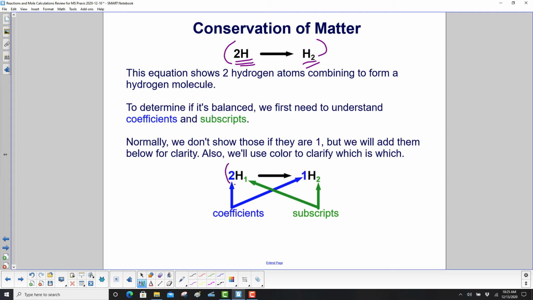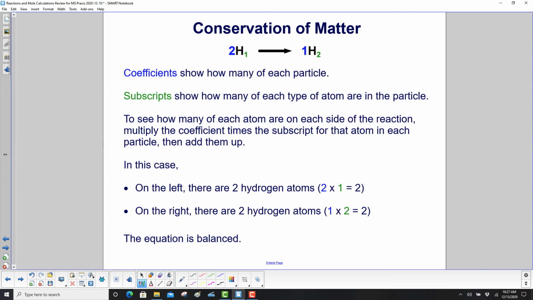So the coefficients are the numbers in front of the atom, and the subscripts are these little guys right to the right. Coefficients show how many of each particle you have. So here's 2, and here's 1. Those are the coefficients. Subscripts show how many of each type of atom are in the particle. To see how many of each atom are on each side of the reaction, multiply the coefficient times the subscript for that atom in each particle, then add them up.